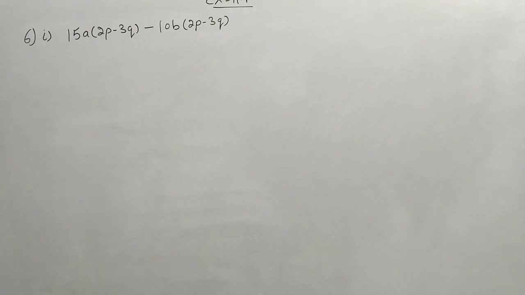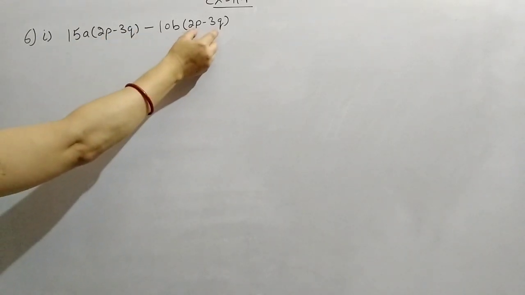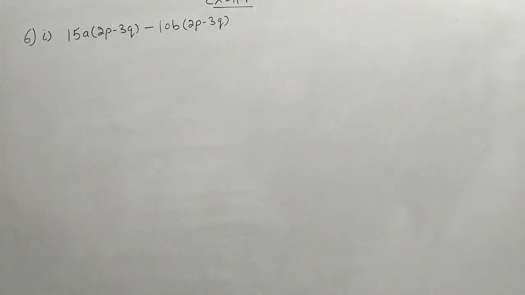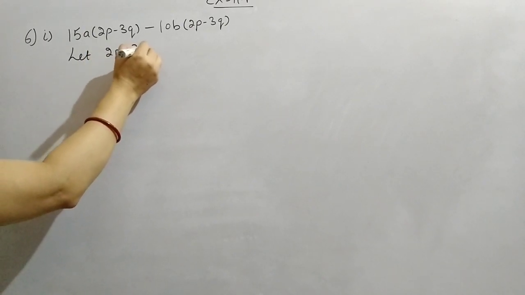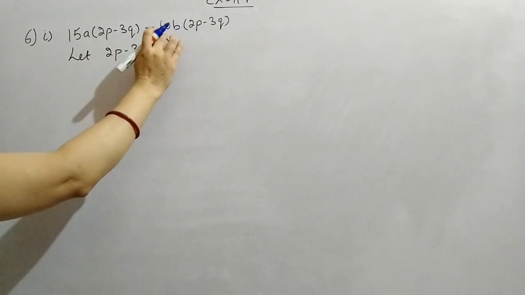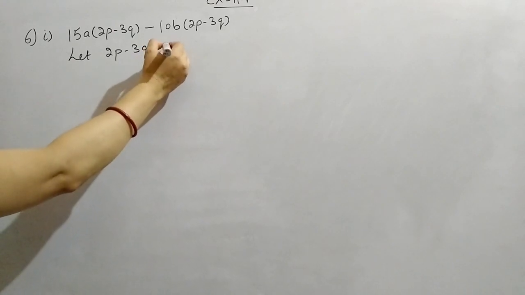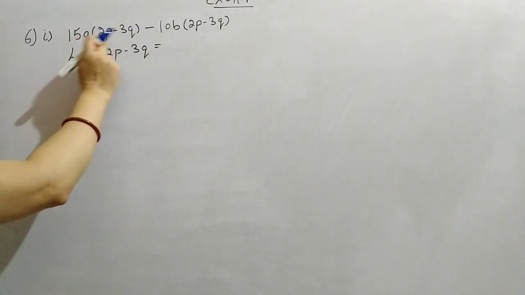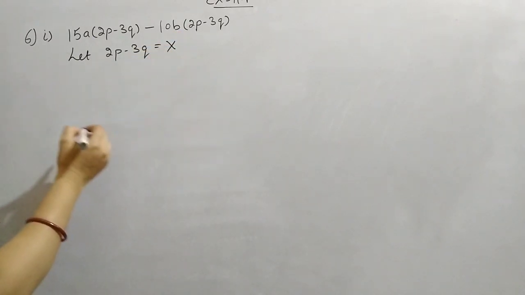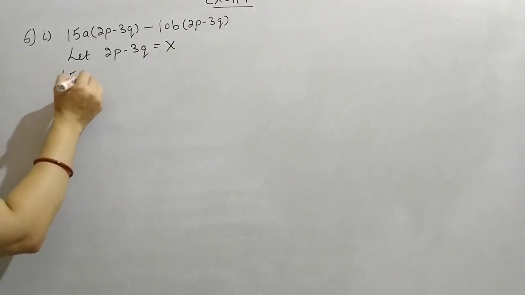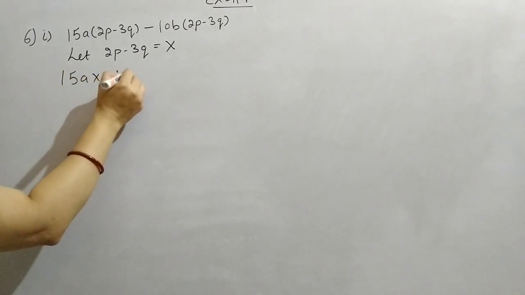Next question number 6, first part: 15a(2p minus 3q) minus 10b(2p minus 3q). In this type of question, this whole bracket we have to treat as one. So we can take it as x. Let 2p minus 3q be equal to x, or any other alphabet you can take. You should not take the same alphabet we are already using in this question. Suppose we have taken x. So 15a x minus 10b x.